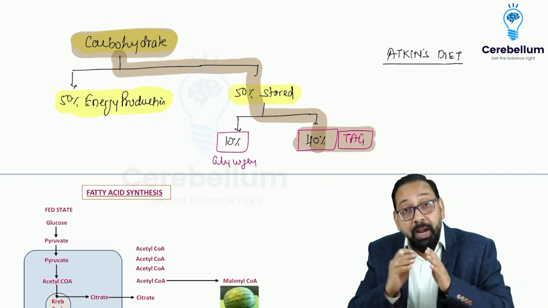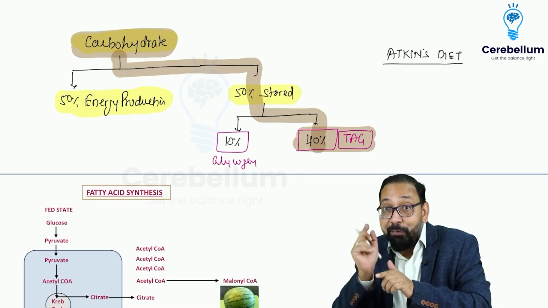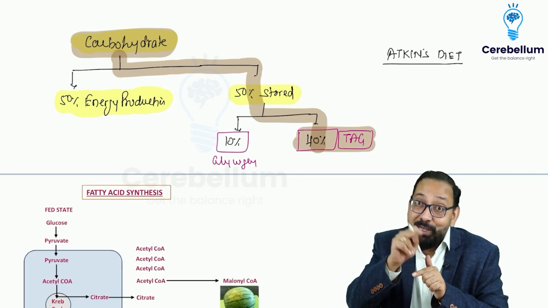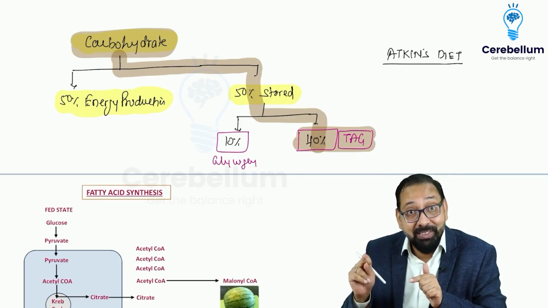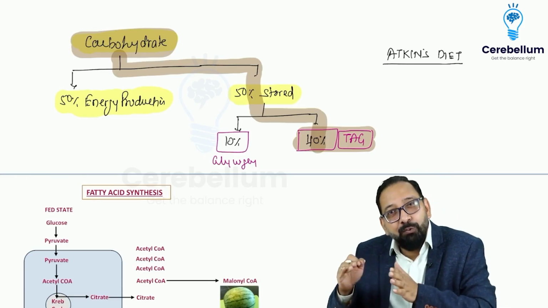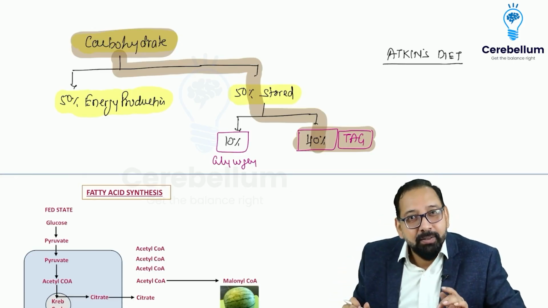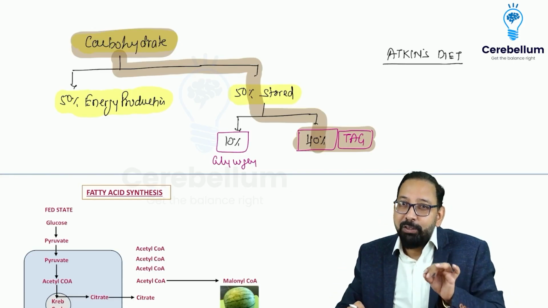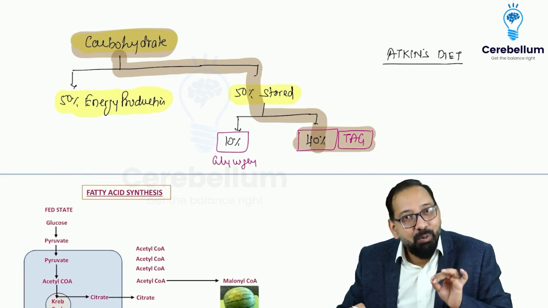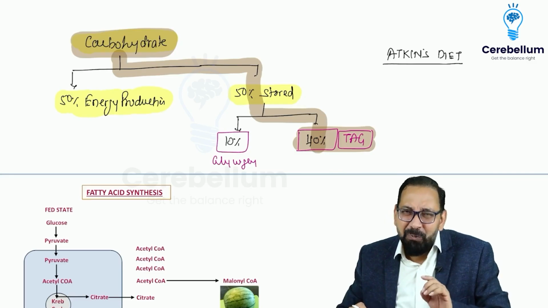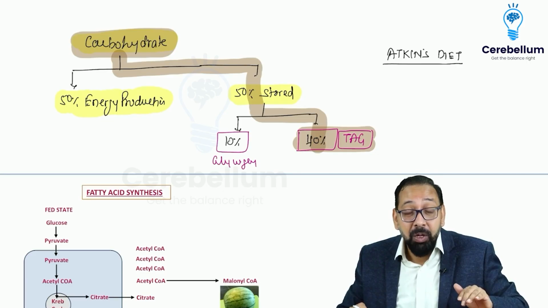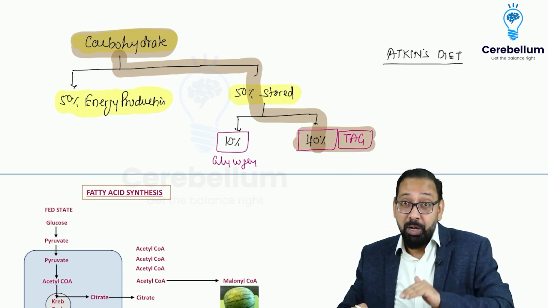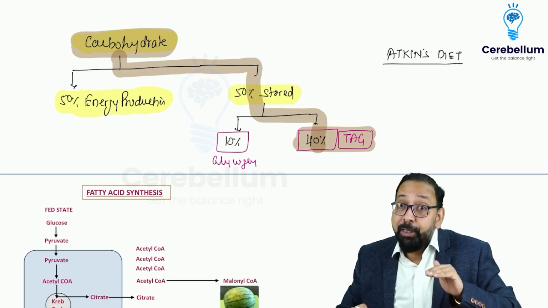So carbohydrate can be converted to fat, but fat cannot be converted to carbohydrate. A question is asked: fats are not substrates for gluconeogenesis. That is the reason for the concept that if you want to decrease weight, decrease carbohydrate in your diet. Previously, we used to decrease fat in our diet, but now we say no. If you reduce carbohydrate, weight can be reduced, and the concept is the Atkins diet.